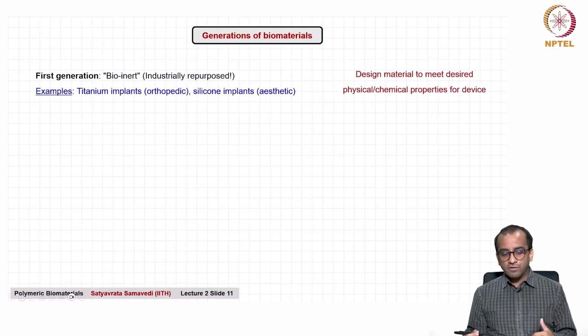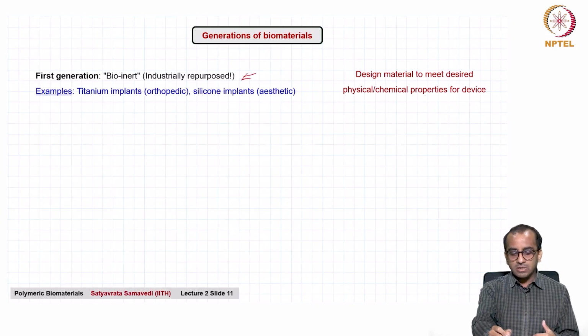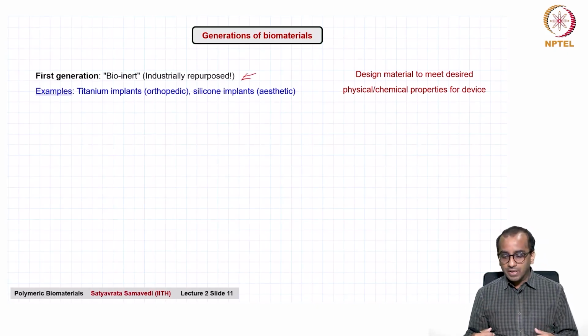The first generation of materials were largely considered what we would call bio-inert. Now, as we will see in a later lecture, no material is really bio-inert because you are dealing with a biological organism. Anything you put in will elicit a response. So, even if you consider the material bio-inert, it will have at least some minimal host response.